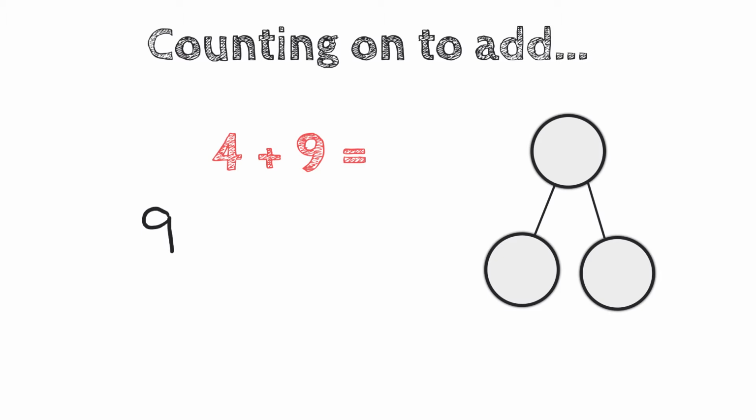So there's lots of ways you could do that. You could do it in your head, you could use your fingers, or if you're going to be writing it out on paper, you could make dots. So we have 9 and then it's plus 4. So we would make 4 dots. 1, 2, 3, 4. And then we would count on from that.